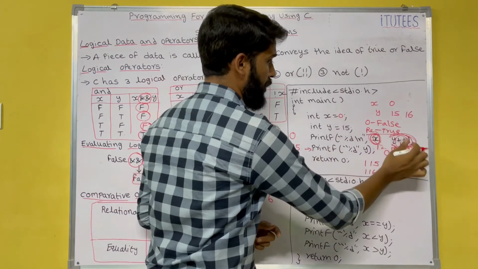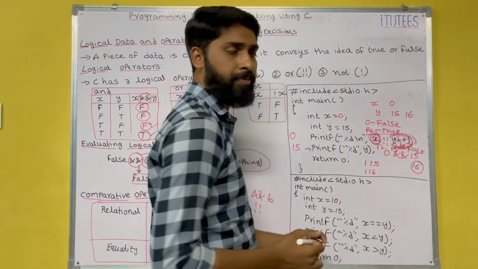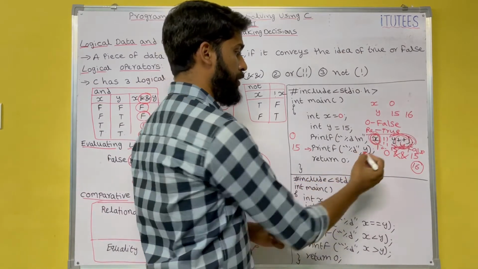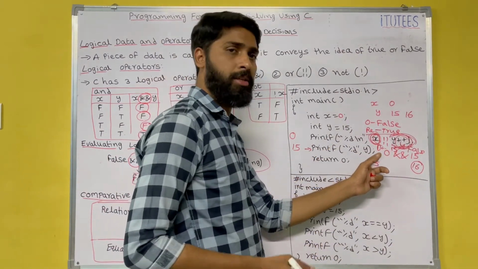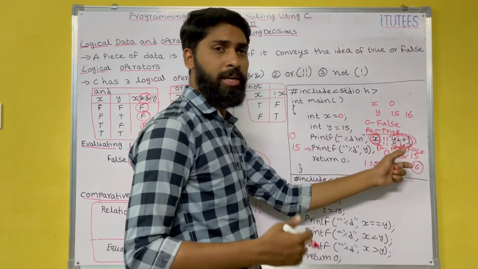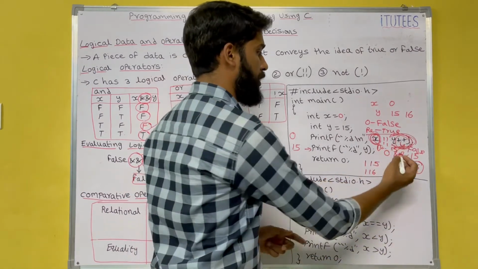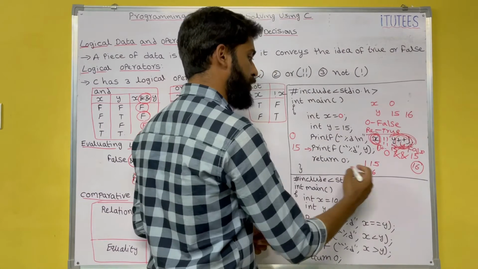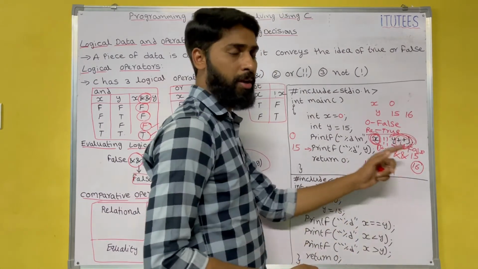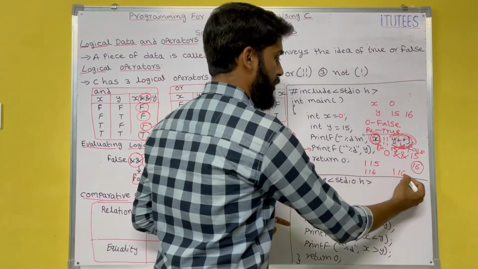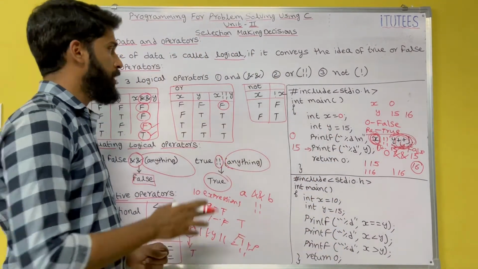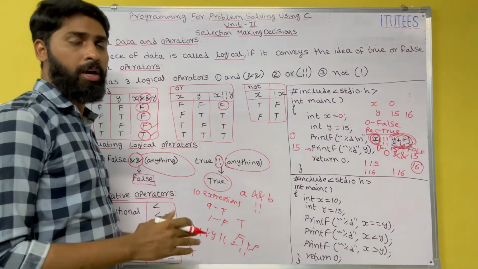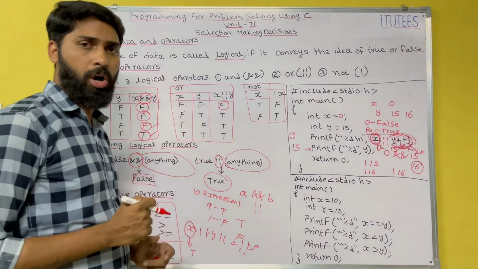Similarly, the x value becomes 0, and here I am using the OR operation. So 0 OR: the first one is false, so it evaluates the second expression, y plus plus. Here also 0 and 15 means it returns true. So it prints 1. After execution of this instruction, y becomes 16. I hope you all understand logical operators and how to evaluate them.